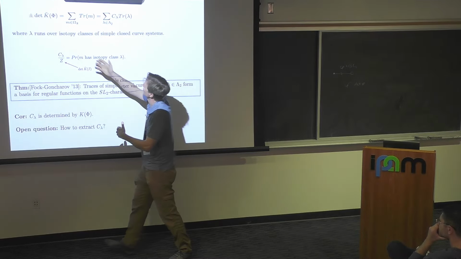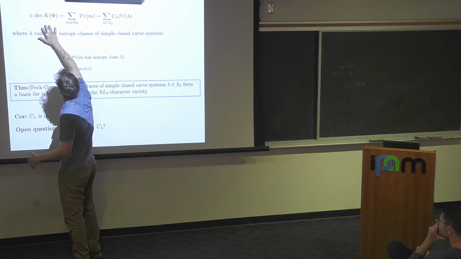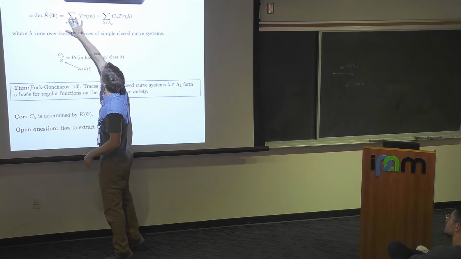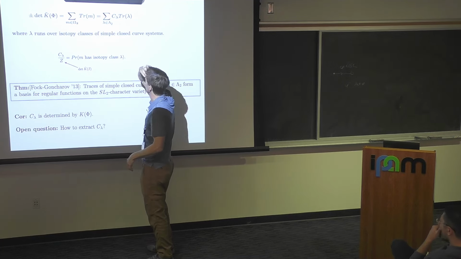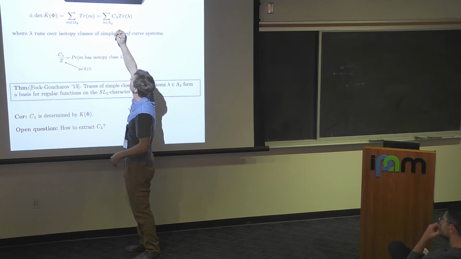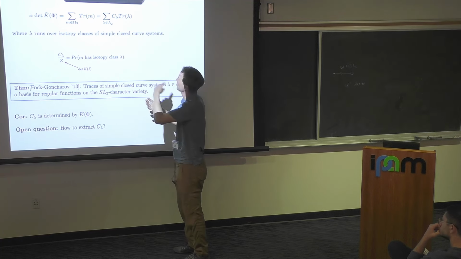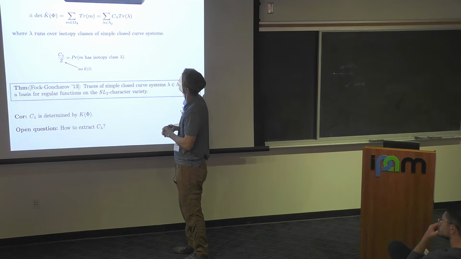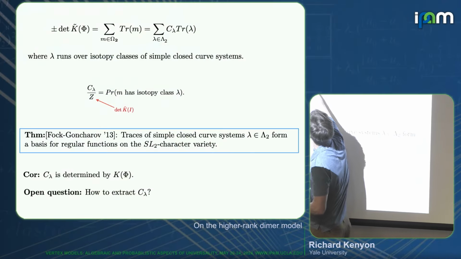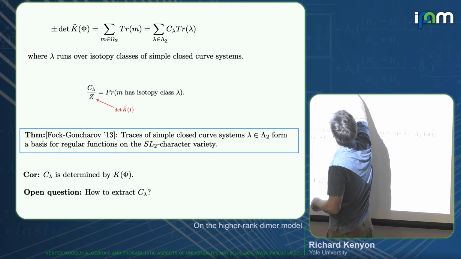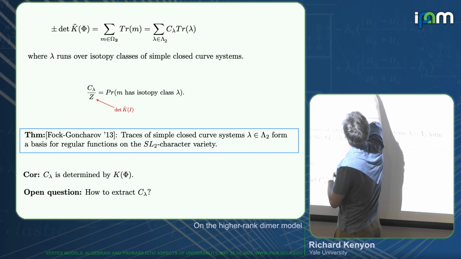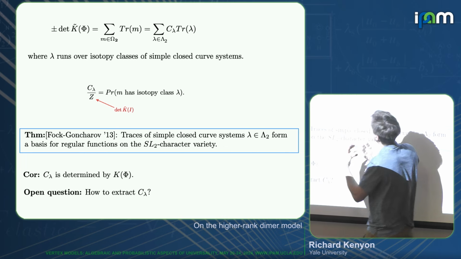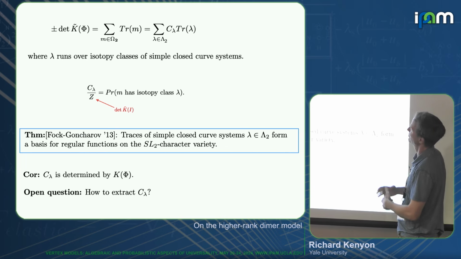So to interpret the theorem, when I take my Kasteleyn matrix now, its determinant, and this is the theorem, is a sum of traces. But now each web has a trace which only depends on its isotopy class in the complement of the punctures. So you can instead write this sum as a sum over isotopy classes of simple closed curve systems, and then the coefficient is the trace times C lambda, where C lambda is the number of configurations which have that particular isotopy class.